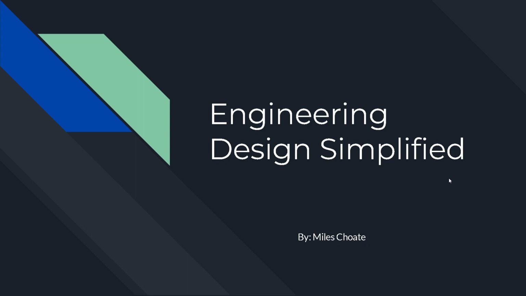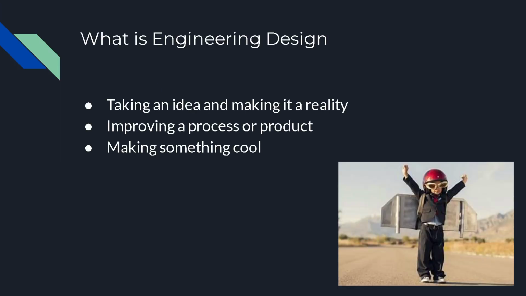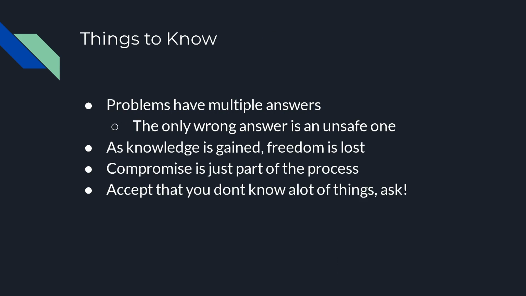Engineering design simplified. So, what is engineering design? It's essentially taking an idea and making a reality, improving a process or product, making something cool. So, we have a little kid right here, he wants to fly more than likely, and he built some wings, and obviously, he is wearing the correct PPE, and he's ready to make it happen. Normally, it comes from a need or something that needs to be filled, or something in your life that you see could be better, or maybe you just want to make something that's a little different.